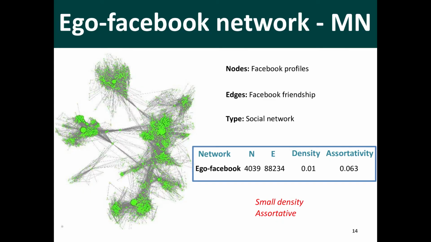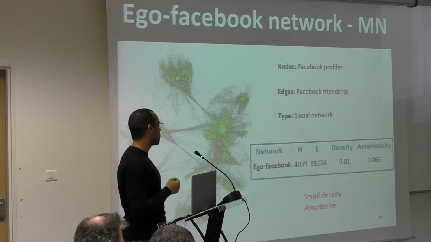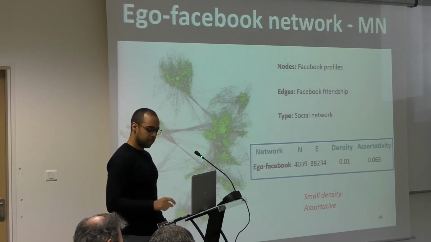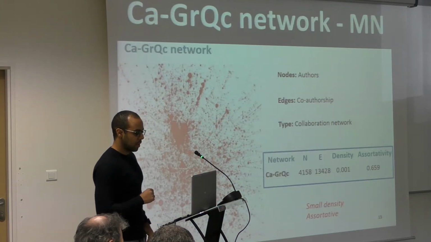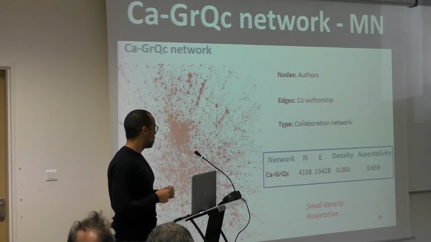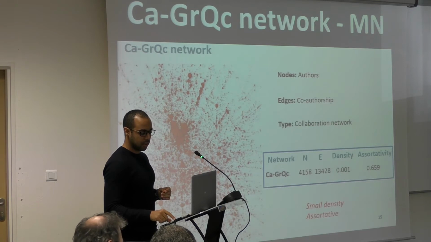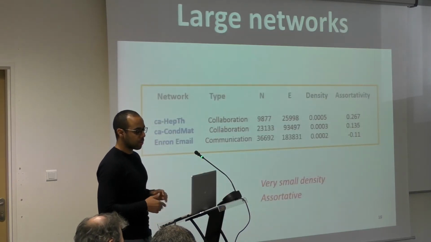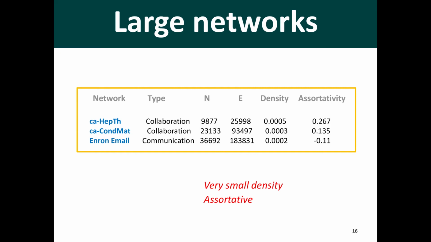For medium networks, we have Ego Facebook. It is a social network where nodes represent Facebook profiles and the edges are Facebook friendships. This network has a small density and a positive assortativity. And Quantum Cosmology is a collaboration network where nodes represent authors and links are their co-authorship. This network has a small density and high assortativity. Concerning the large networks, they all have a very small density and they are all assortative except for Enron email.